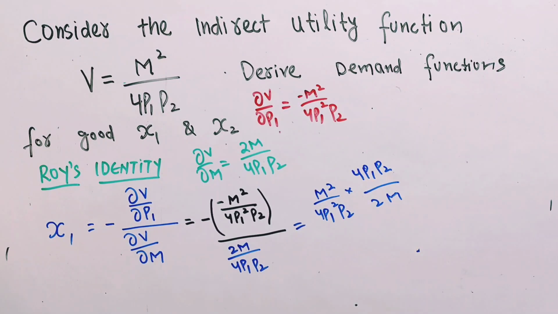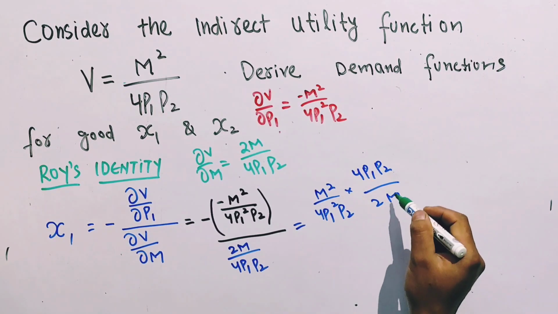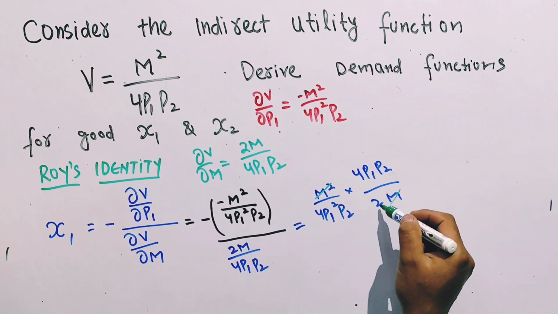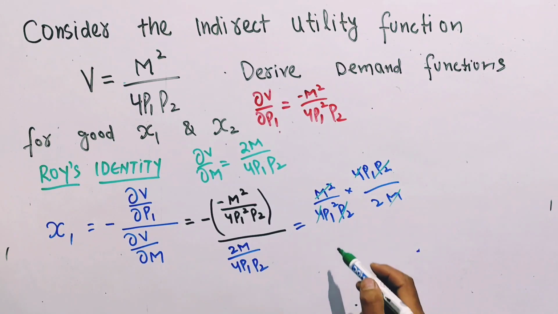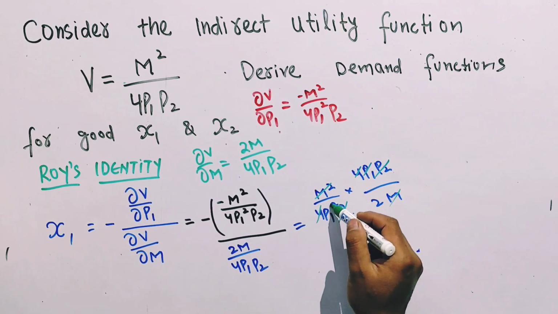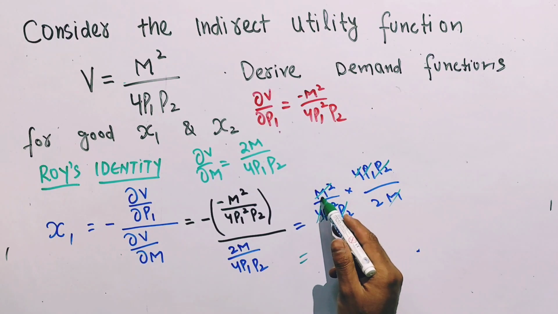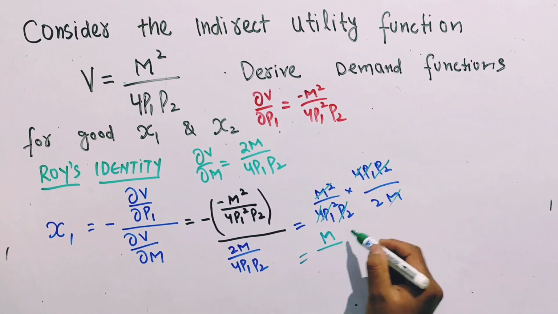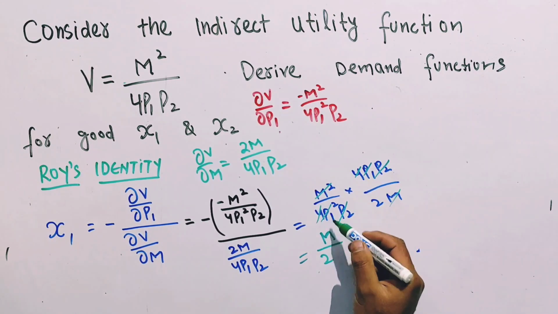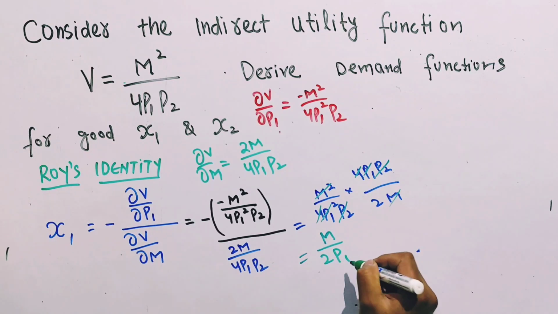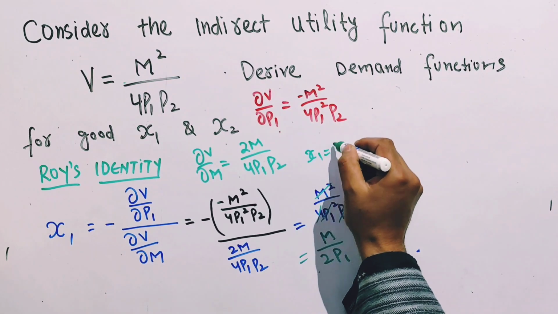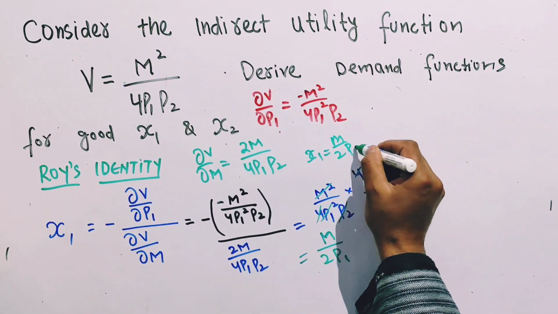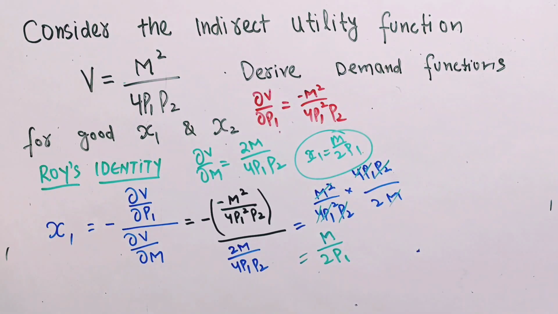Here we can do some cancellation. One M gets cancelled. Here 4 and 4 get cancelled. P2 gets cancelled. And one P1 gets cancelled with this P1, so we are left with M in the numerator, 2 in the denominator, and one P1, that is, X1 is equal to M divided by twice P1. So we got the demand function for good X1.